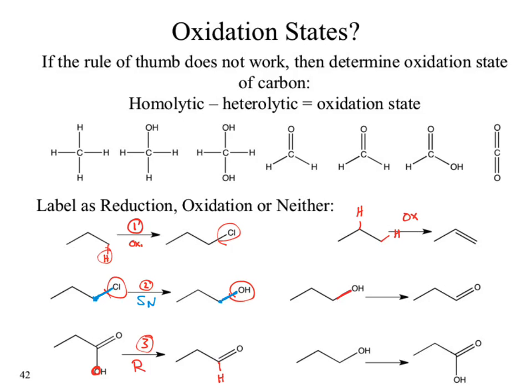The next one. What happened? Gained a bond to oxygen at the expense of a hydrogen. So we're looking at oxidation. Last one. I gained 2 bonds to oxygen, so technically this was 2 oxidations. Okay? So looking for the patterns behind these reactions can help you predict what happened.